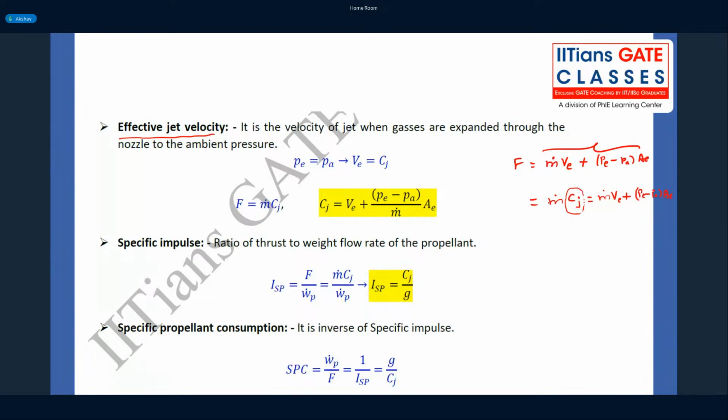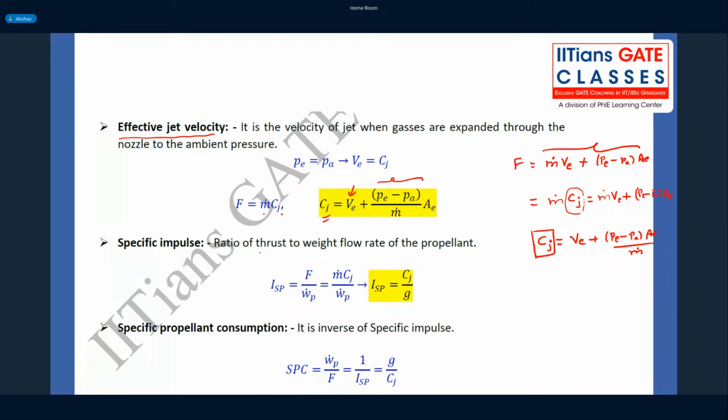It may not be a true velocity at the exit plane, but it is a kind of effective exhaust velocity, as we refer to it. So we can write the effective exhaust velocity, if I divide by the mass flow rate throughout this equation, as ve plus (pe minus pa) times ae divided by the mass flow rate. This we refer to as the effective exhaust velocity, cj, right? So we can simply write my thrust as m dot cj. That cj constitutes both the exit plane velocity and the contribution from the pressure thrust.